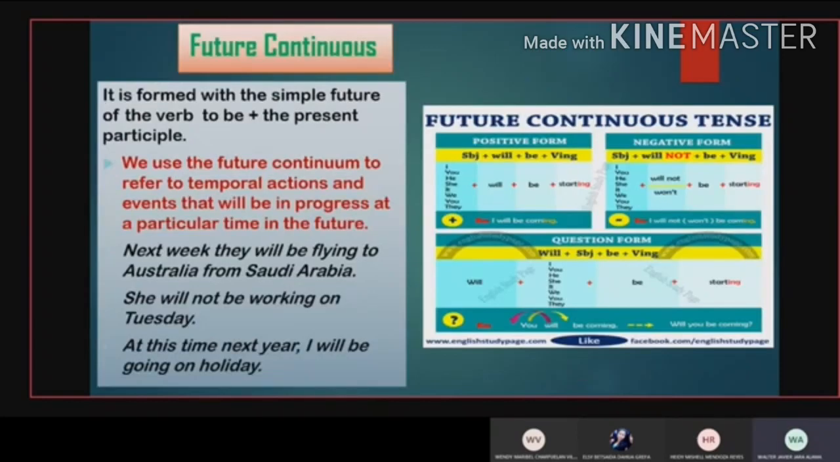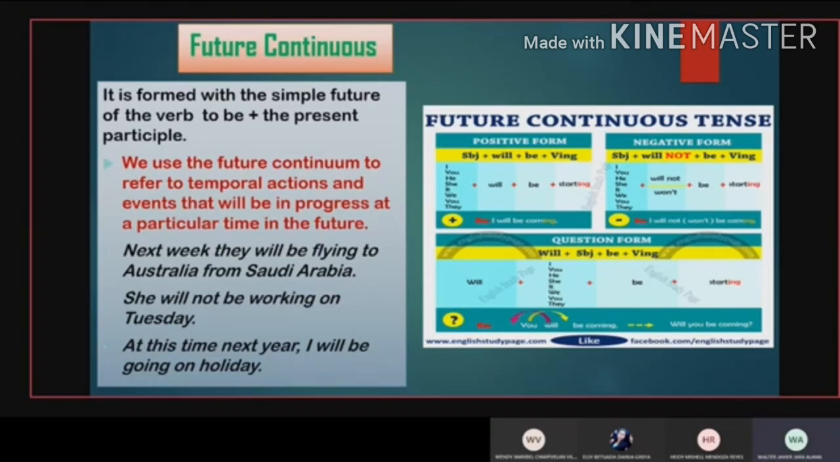Future continuous. It is formed with the simple future of the verb to be plus the present participle. We use the future continuous to refer to temporary actions and events that will be in progress at a particular time in the future. For example, next week they will be flying to Australia from Saudi Arabia. She will not be working on Tuesday. At this time next year, I will be going on holidays.